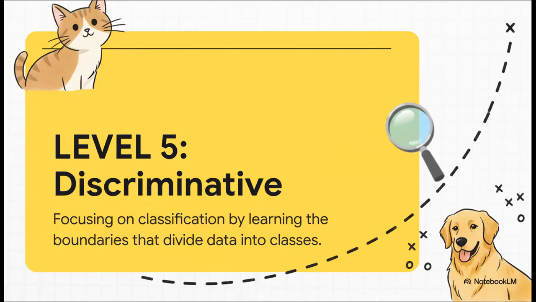Moving on up to level 5, discriminative. And whoa, this is another massive leap. We're talking about classification now, making judgments. A discriminative model learns how to draw lines in the sand, separating data into different buckets. The absolute classic example you always hear, teaching an AI to look at a photo and decide, is this a cat or is this a dog?